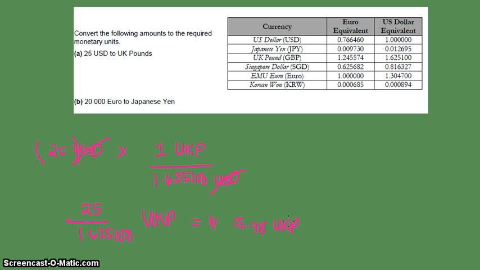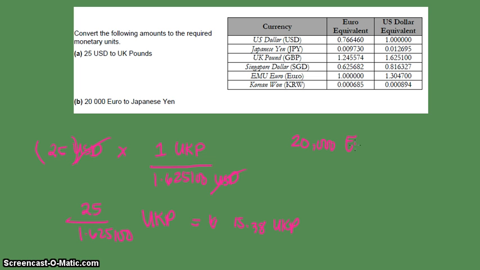Again, you just need to find the conversion factor. For 25 USD to UK pounds, 1 UK pound is equivalent to 1.625100 USD. Once you have that, just simplify it, multiply when necessary, and then divide. Faster, right?